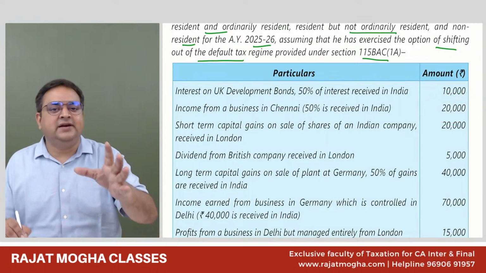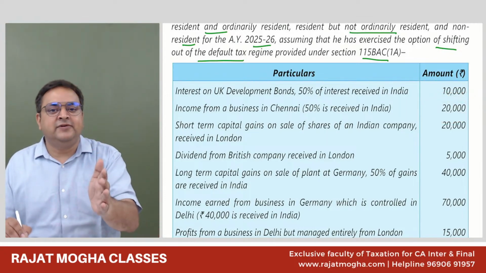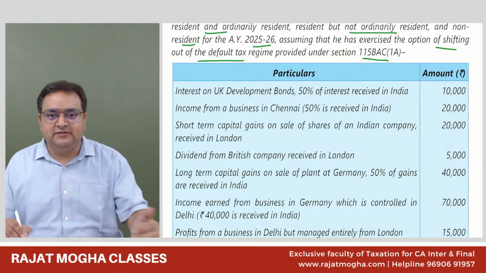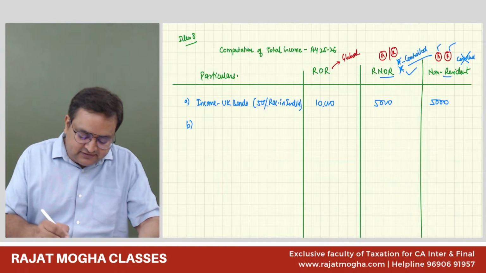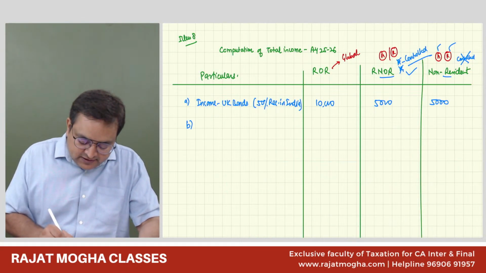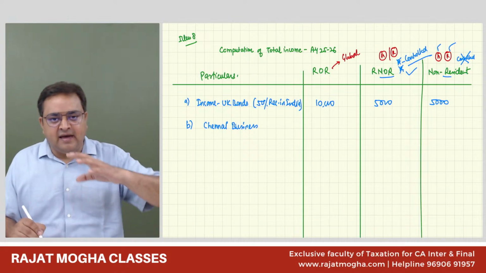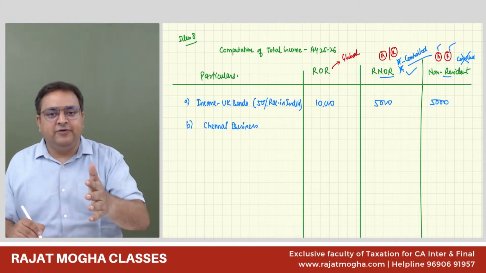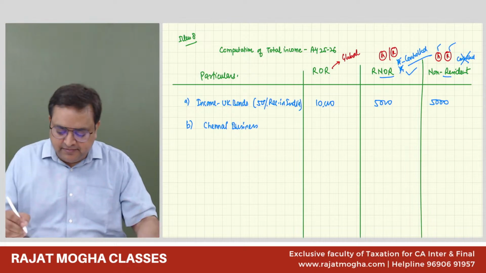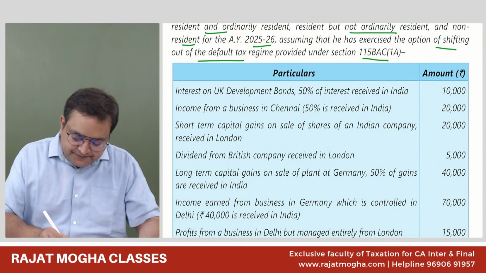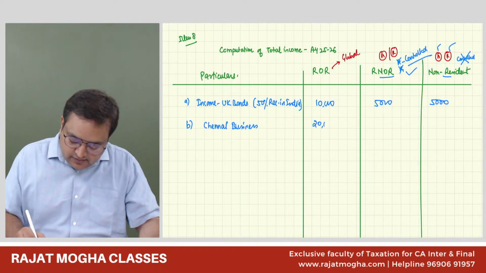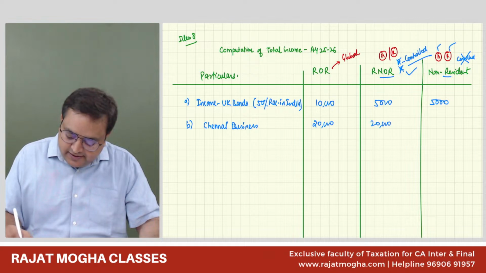Any income which is arising in India, the Indian government will say, it is our money, we have to tax this. So 20,000 rupees is taxable for everybody. So simple, Chennai business. Simple, guys. You just have to make the examiner understand what type of income it is. So simple, Chennai business income. And it was 20,000 each.